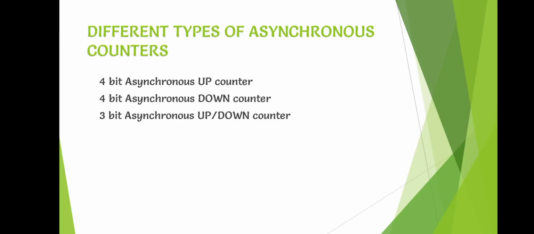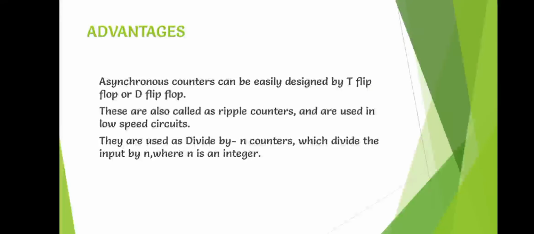Different types of asynchronous counters: 4-bit asynchronous up counter, 4-bit asynchronous down counter, 3-bit asynchronous up/down counter. Advantages. Asynchronous counters can be easily designed by T flip-flop or D flip-flop. These are also called ripple counters, and are used in low-speed circuits. They are used as divide by n counters, which divide the input by n, where n is an integer.